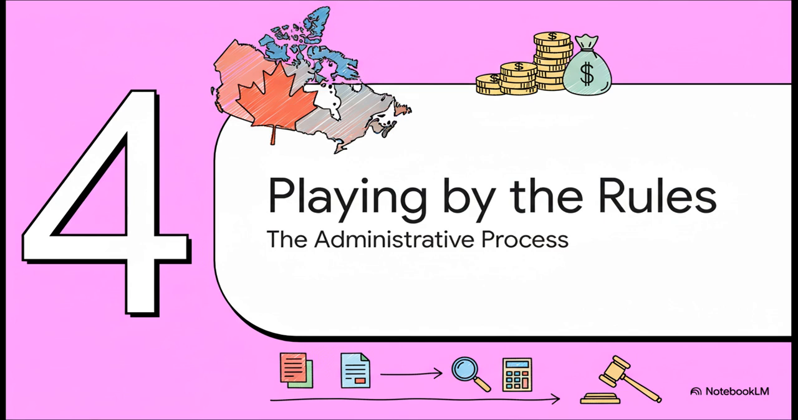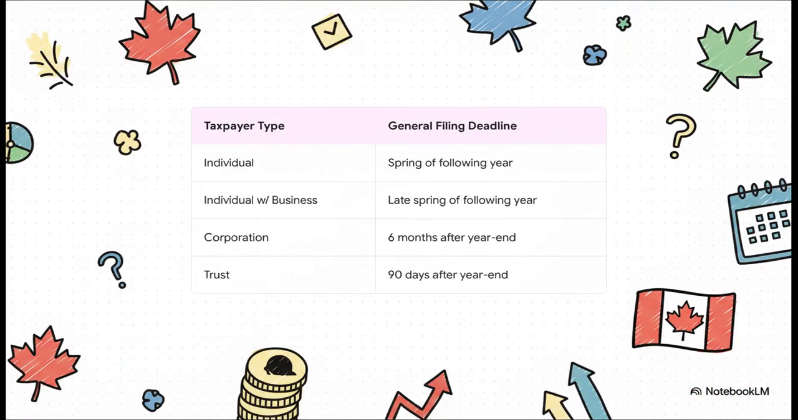All right, so we now know who pays tax and how we calculate what they owe. The last piece of the puzzle for today is the practical stuff, playing by the rules. We're talking about the nuts and bolts of actually filing your return and paying what you owe. First stop, deadlines. And no, it's not the same for everyone. It really depends on who you are.